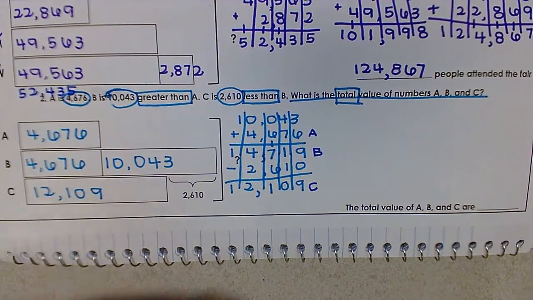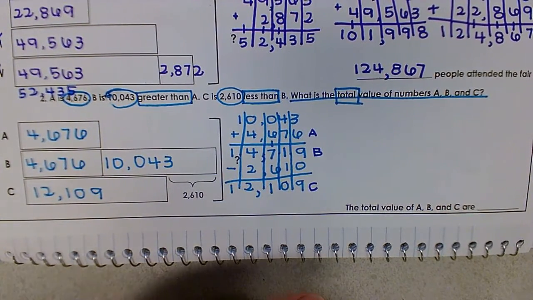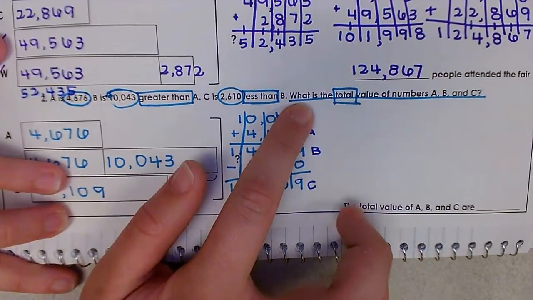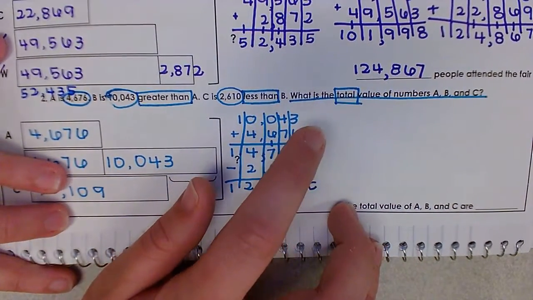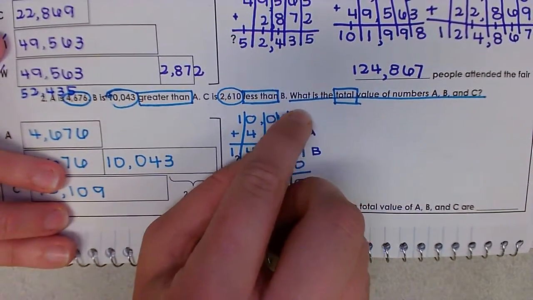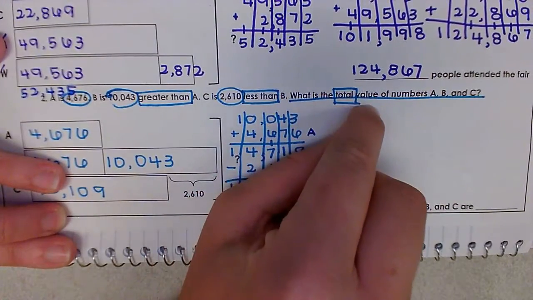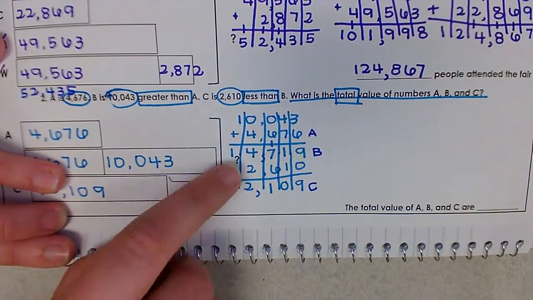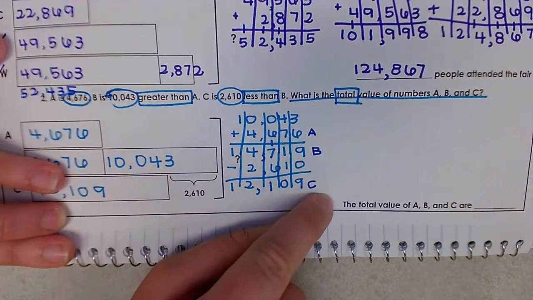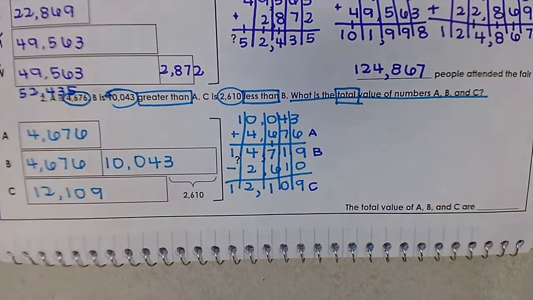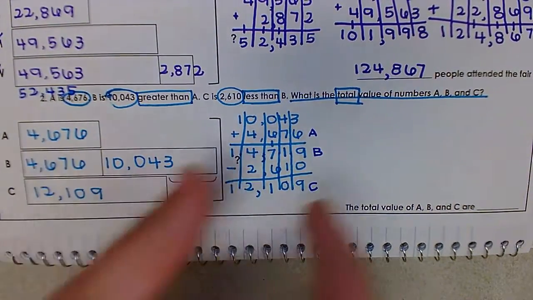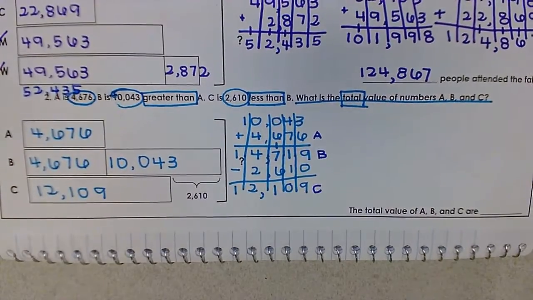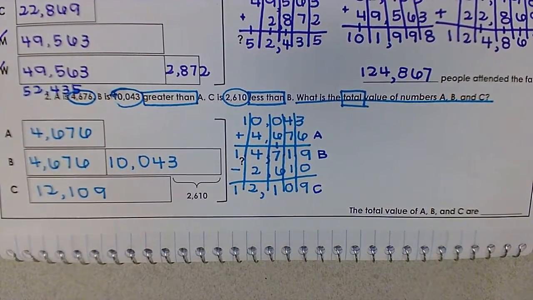We've already done some work, but remember, this is a multi-step problem with even more steps. We have to make sure we refer back to our question to know if we've done the job. And the job is asking us, what is the total value of A, B, and C? So we're not done yet. We have to add these three numbers together. Remember, if we stack all three in a row and add it all at once, it's gonna get messy. So let's start by just adding two at a time.